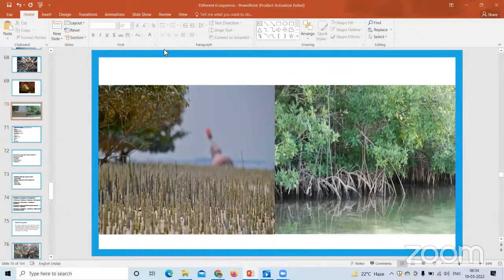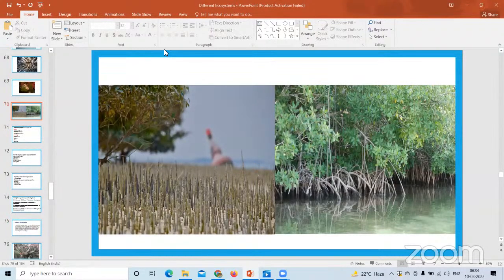Mangrove plants usually grow in brackish water. What is brackish water? Where river meets sea. That means there we can find both fresh water and salt water. Where river meets sea, that place is also called an estuary. That means it is mostly salt water and fresh water mixed. So salt water is there in that area.